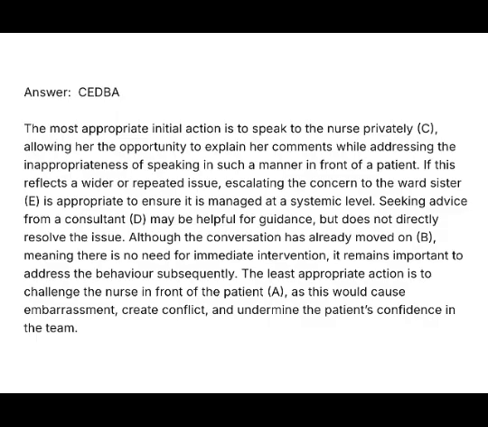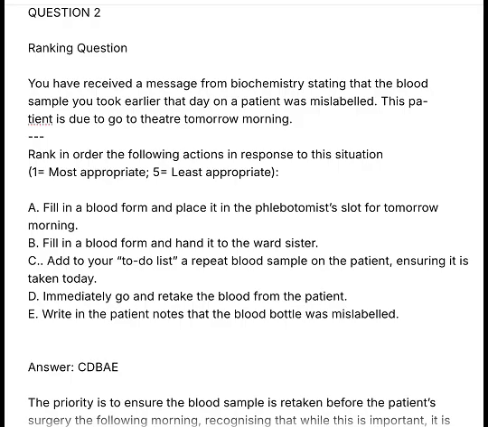Seeking advice from a consultant, D, may be helpful for guidance, but does not directly resolve the issue, although the conversation has already moved on. B, meaning there is no need for immediate intervention. It remains important to address the behaviour subsequently. The least appropriate action is to challenge the nurse in front of the patient, A, as this would cause embarrassment, create conflict, and undermine the patient's confidence in the team.